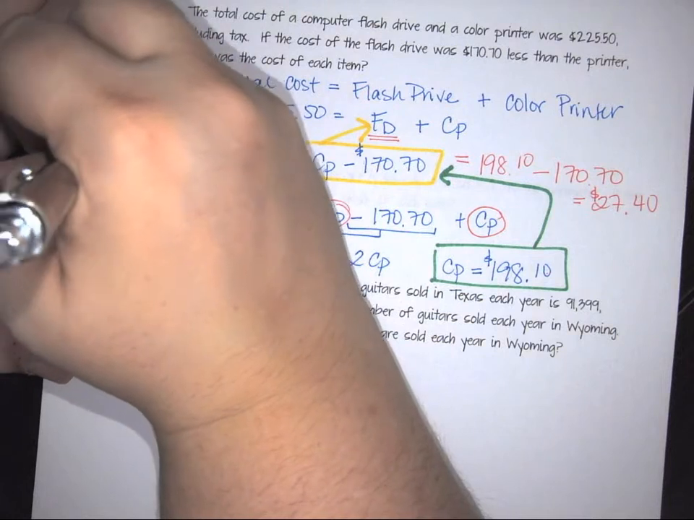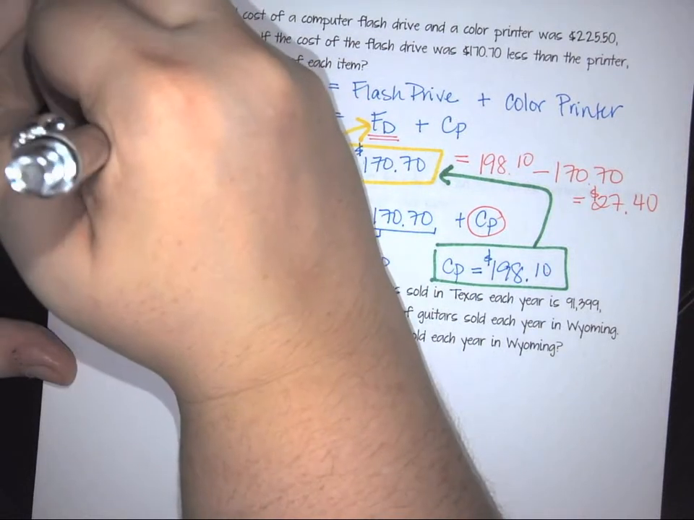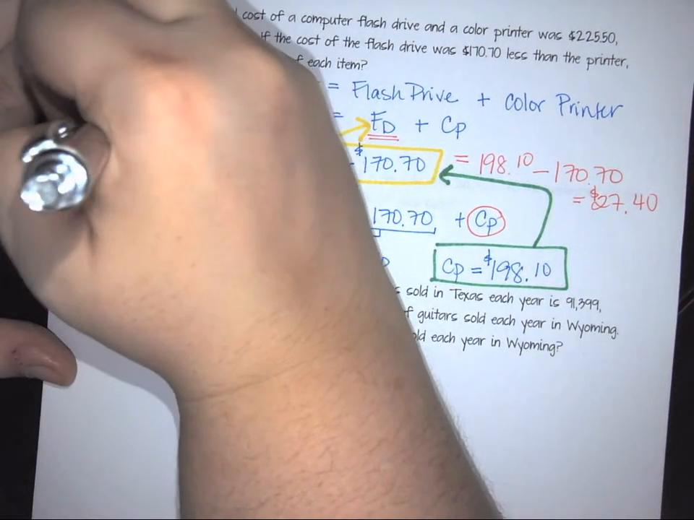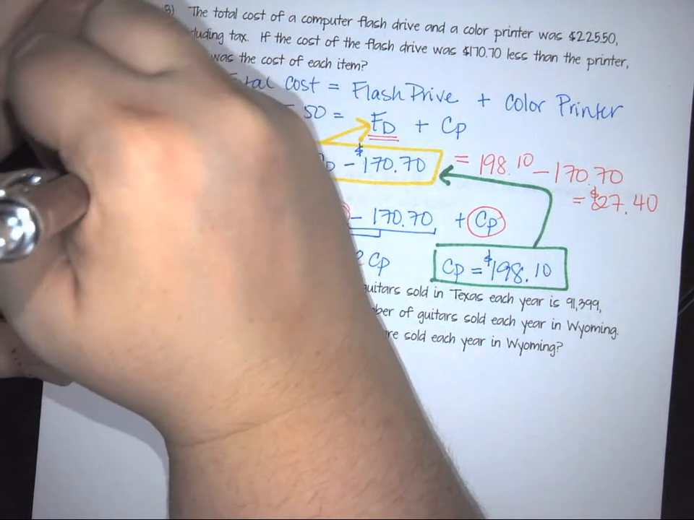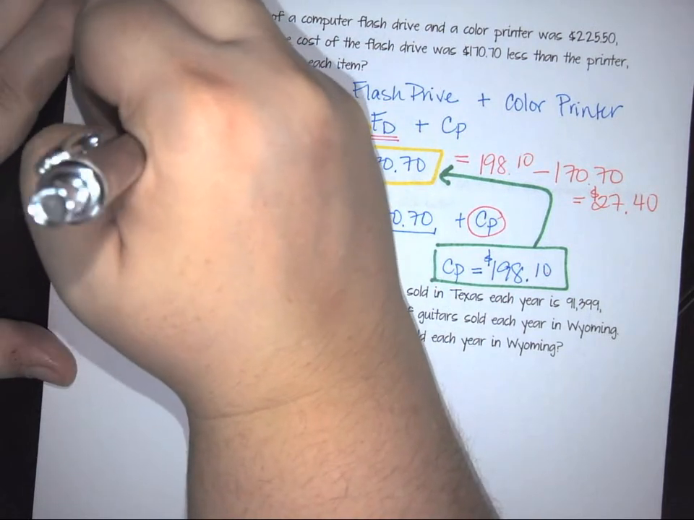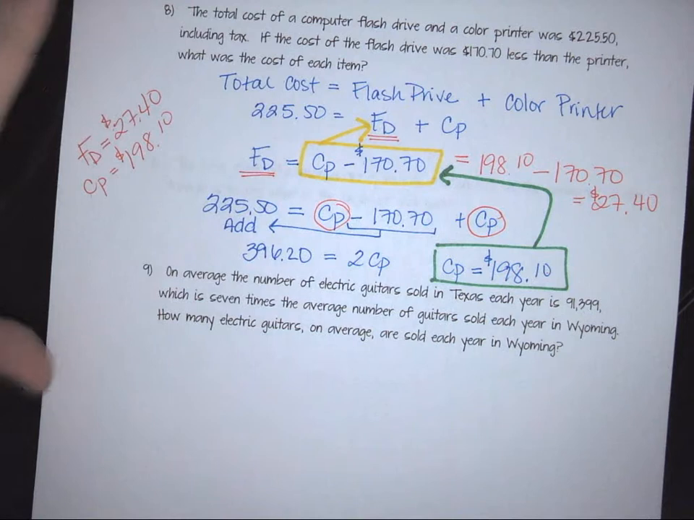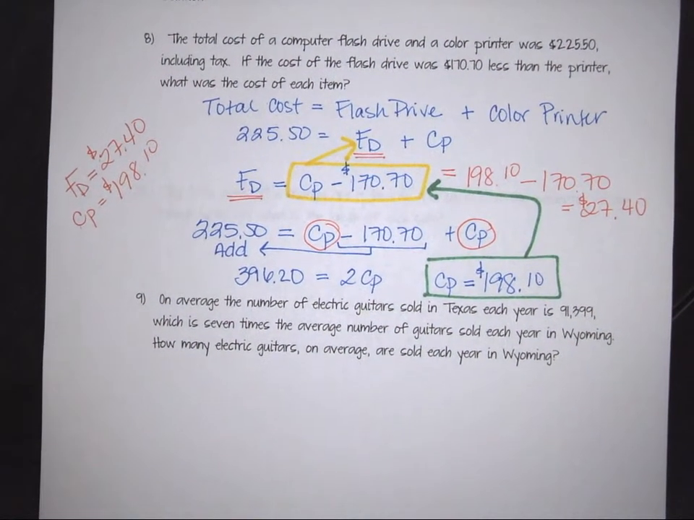Okay? So overall, what do we know? Well, we know that the flash drive was $27.40 and the color printer is $198.10. Always make sure when you're doing problems like these that you take a second and you rewrite your solution in a way that makes it easy to follow, easy to see, and easy to understand.